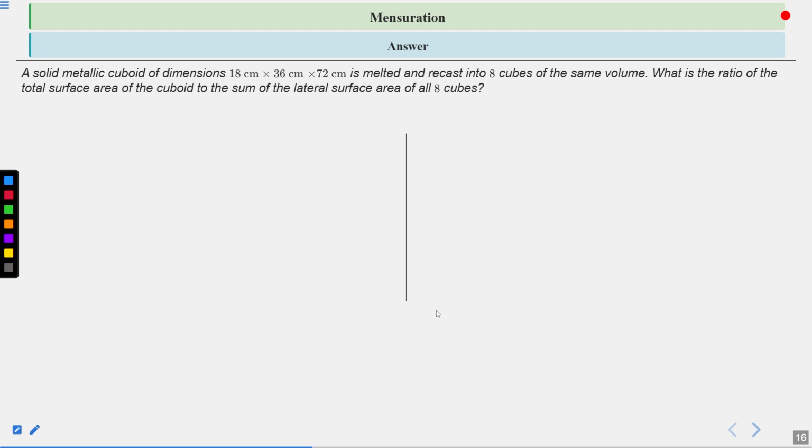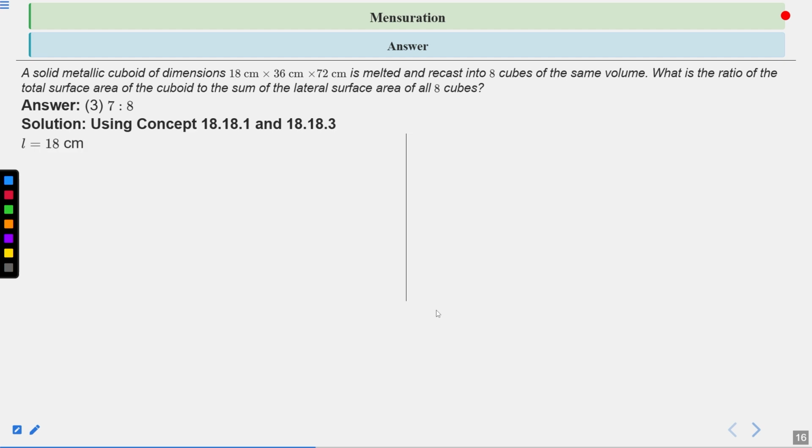The question says that a solid metallic cuboid of the dimensions 18, 36 and 72 centimeters is melted and recast into 8 cubes of the same volume. The question is, what is the ratio of the total surface area of the cuboid to the sum of the lateral surface area of 8 cubes? So we can calculate it. The correct answer of this question is the third one, which is 7:8. Now see the detailed solution using concept 18.18.1 and 18.18.3 in this question.